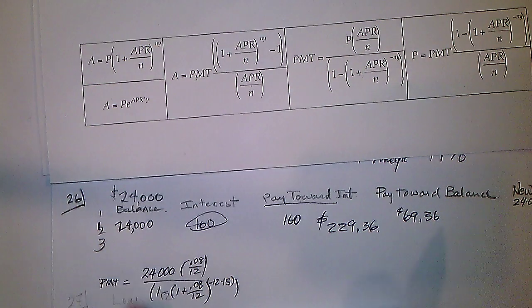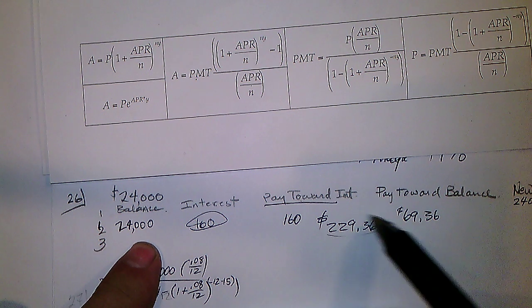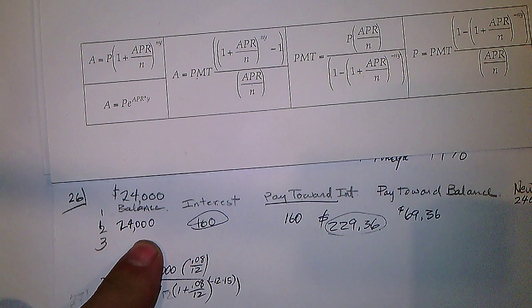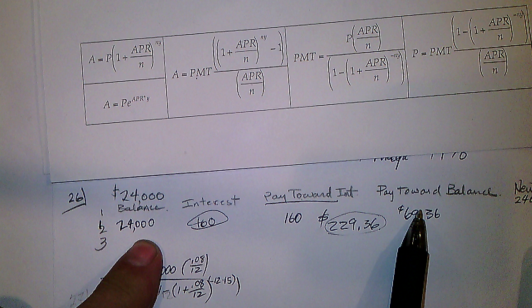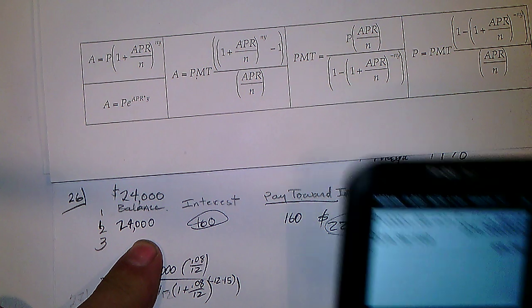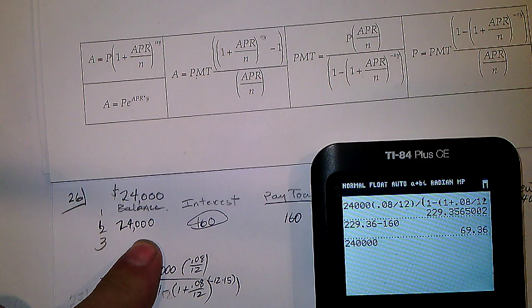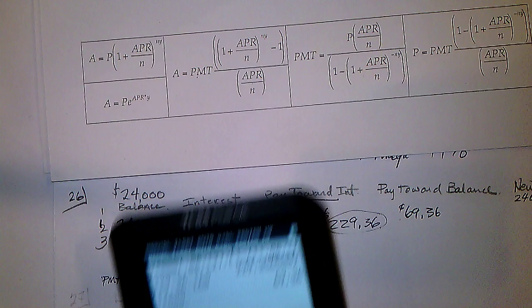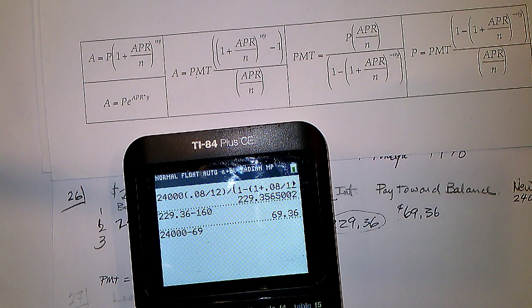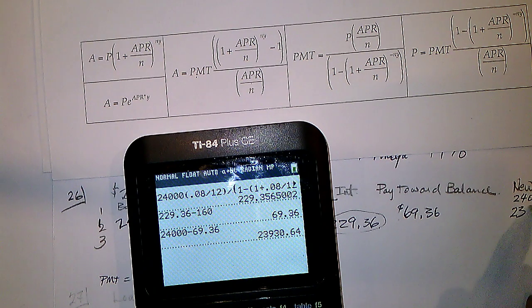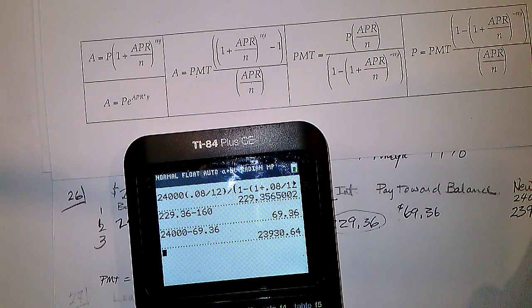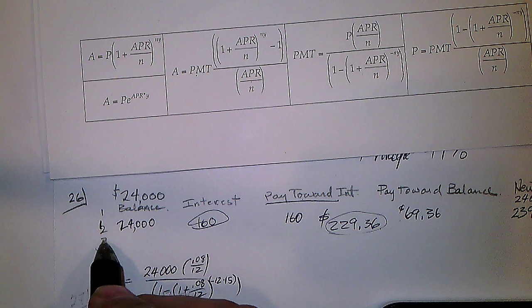But I've made a payment of this amount, so the interest, we pay off that, we pay this much on the balance, so I take my balance, 24,000, oop, too many zeros, subtract how much we pay on the balance, 69.36, enter, and I get a new balance of 23,930.64. So then that'll be my new balance for number 2.